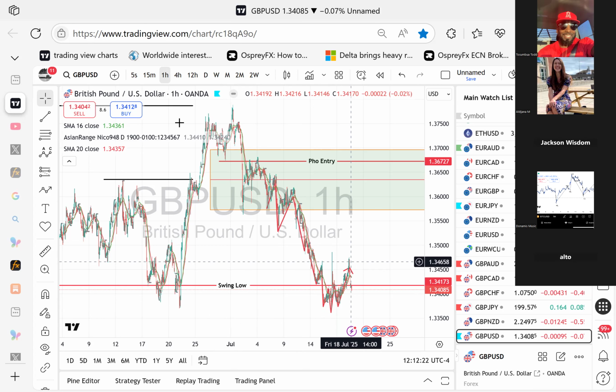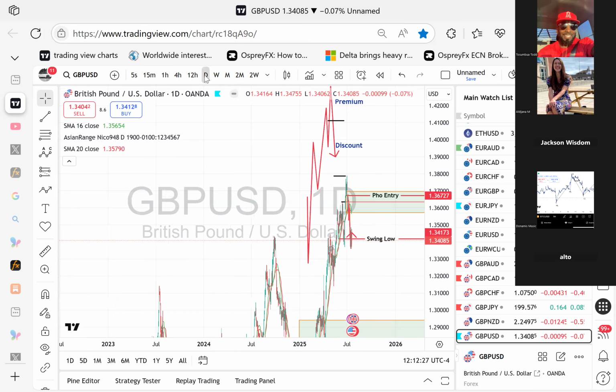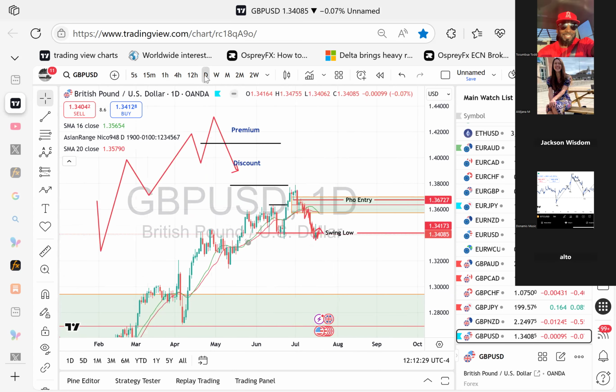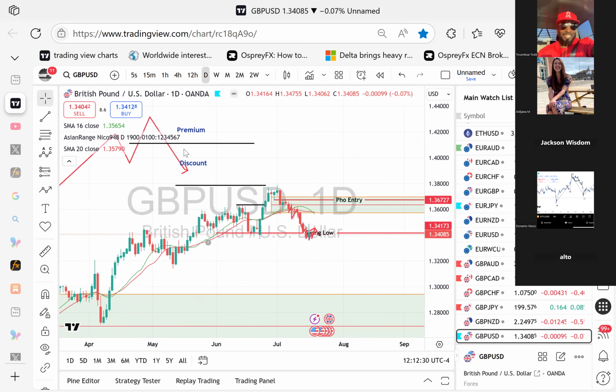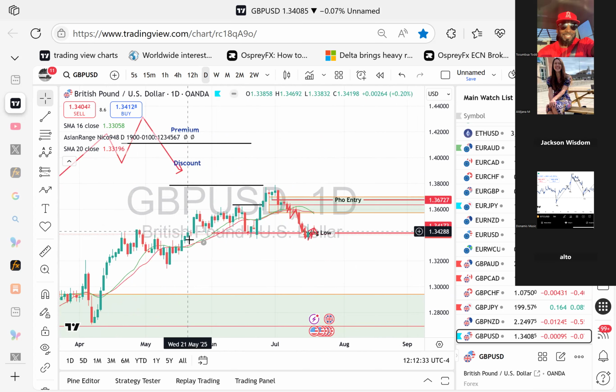Yeah. But here, the change of character happened around the demand zone. Of course, it happened in your zone. If you look over here, this is a zone. So your change of character happened right in your zone. That is confirmation. I don't need any other confirmation other than that for me.